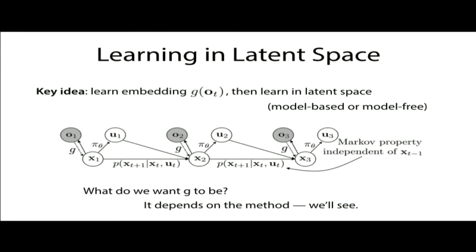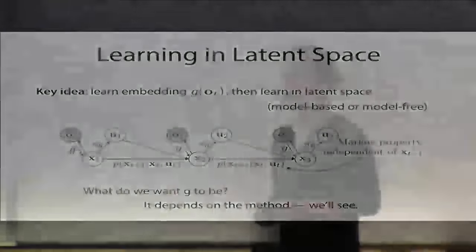Is G deterministic or stochastic? It can depend. If there isn't any uncertainty in your observations, then you can make it deterministic. It's really a design choice. If there is uncertainty, for example, there are occlusions in the images, or some other sorts of uncertainty, then you can make it a stochastic function that's outputting a distribution over x.